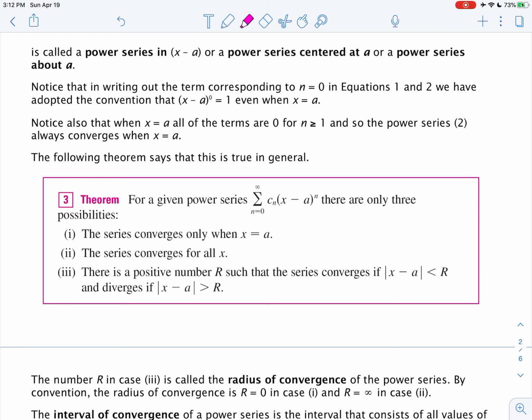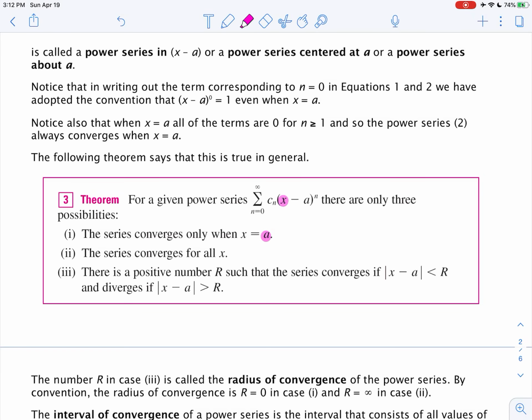And notice if we were to take that value of x equal to a and substitute it inside the x minus a to the n, then we would have a minus a to the n, and a minus a is 0, and 0 to any power is 0, and 0 times any c sub n is 0, and the sum of 0 is 0. So it would be a convergent series, and any power series is going to be convergent at x equal to a.